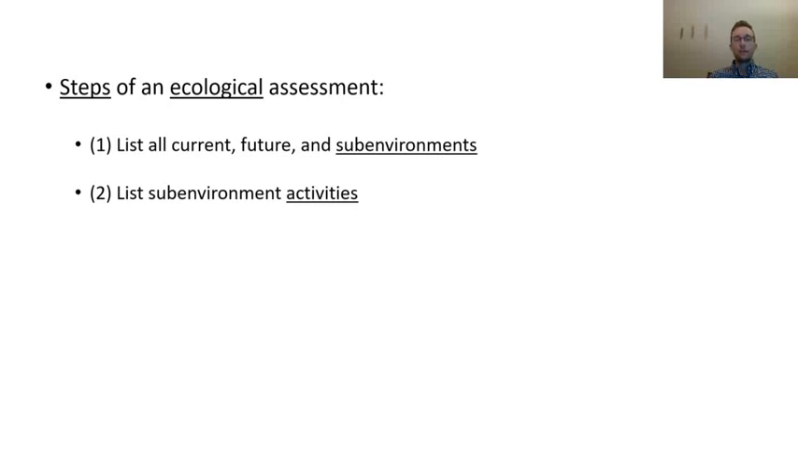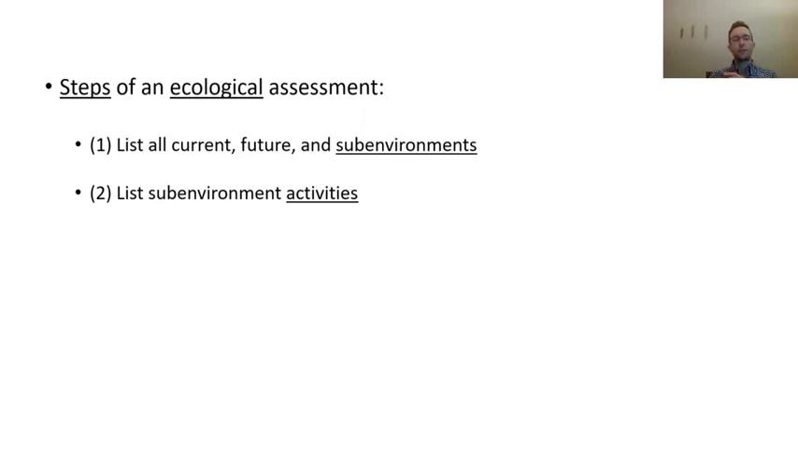Next is to list sub-environment activities. Let me revise number one. Number one should say list all current and future sub-environments. Okay? Really what you do before these steps of an ecological assessment is to determine which environment you're going to conduct that ecological assessment on. And then from there you list all current and future sub-environments. But we're just going to go with these 4 steps.